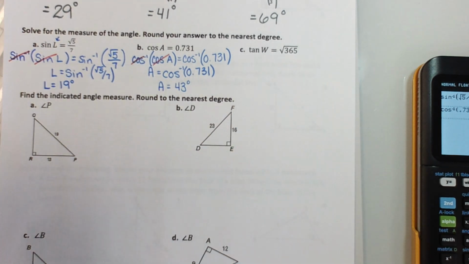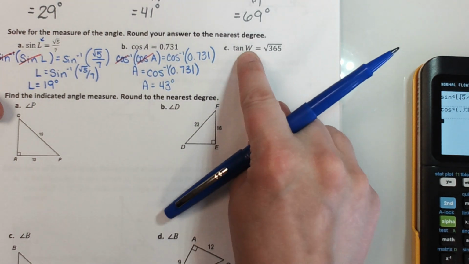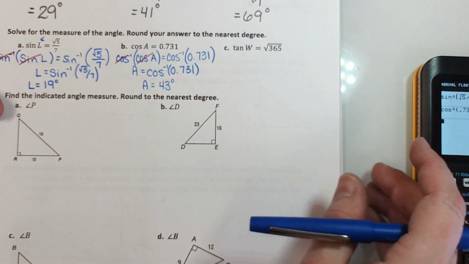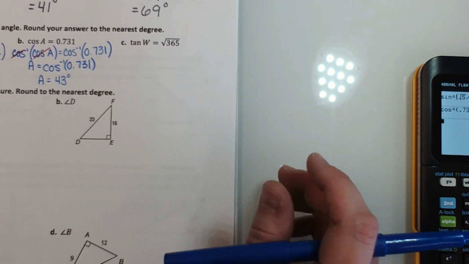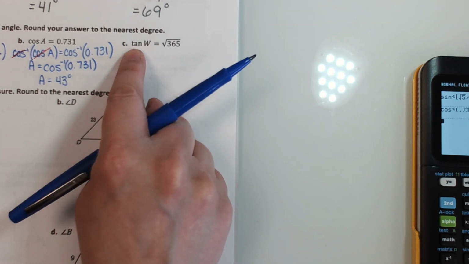Okay, last one that looks like this before we're going to change it up a little bit. Tangent of W equals square root of 365. Am I solving for a side or an angle? Angle, because its unknown is right there. And therefore we do inverse trig. Specifically inverse what? Tan. Inverse tangent, technically.